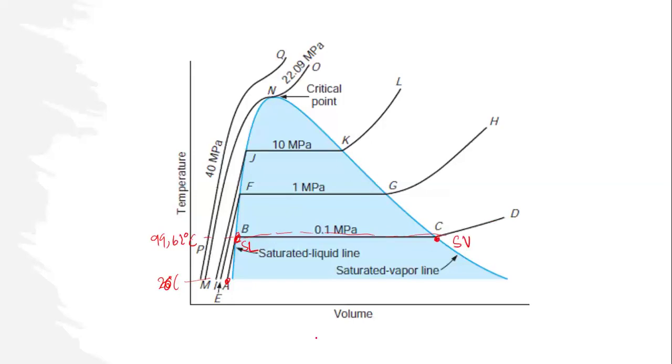Why do we call them saturated? Because they are mixed up together. Saturated liquid has vapor in it. Saturated vapor has liquid in it, and so it is called saturated. You understand what I'm saying? So from C to D, we no longer have saturated vapor, rather we have superheated vapor, meaning this is superheated vapor.